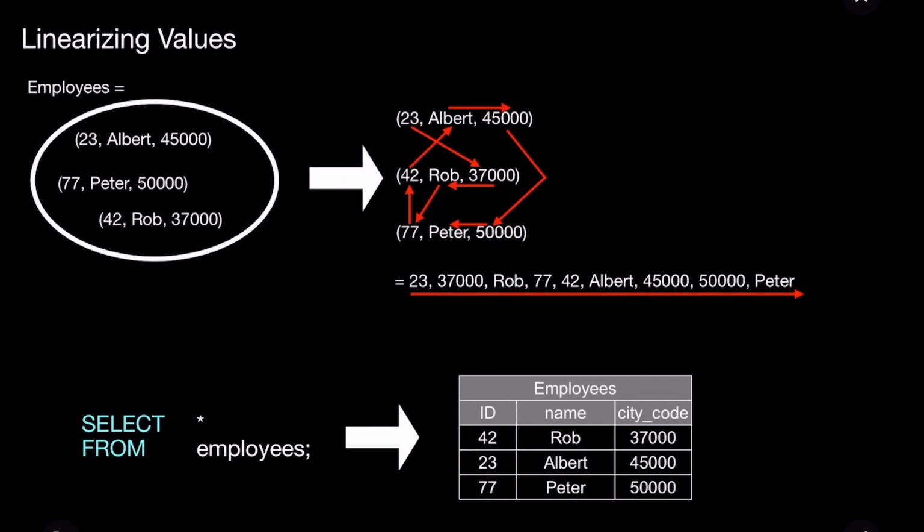Here's another idea. What if you do it like this? That looks wild, right? I first write out 23, then 37,000, ROP, 77, and so forth. Basically what I'm doing here is defining a path through my tuples, and that is how I write out the data. That would be one other option.